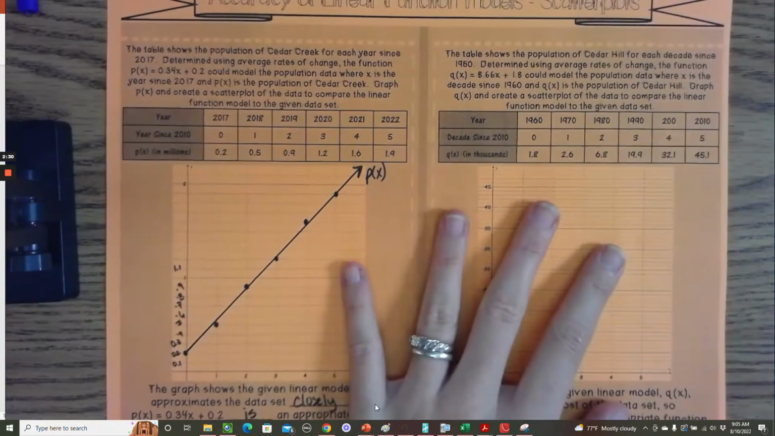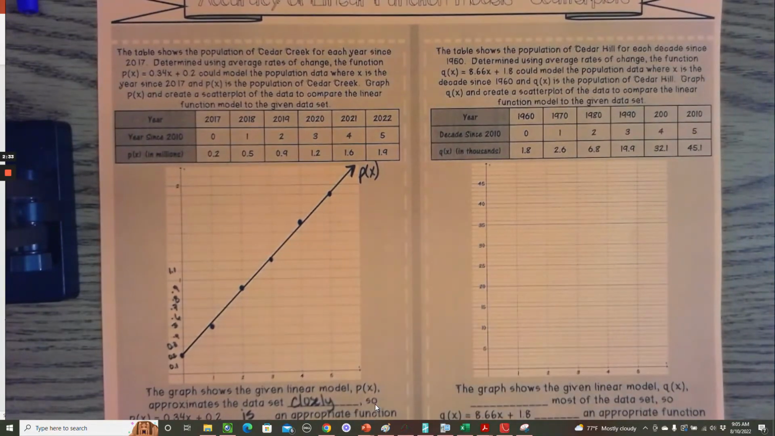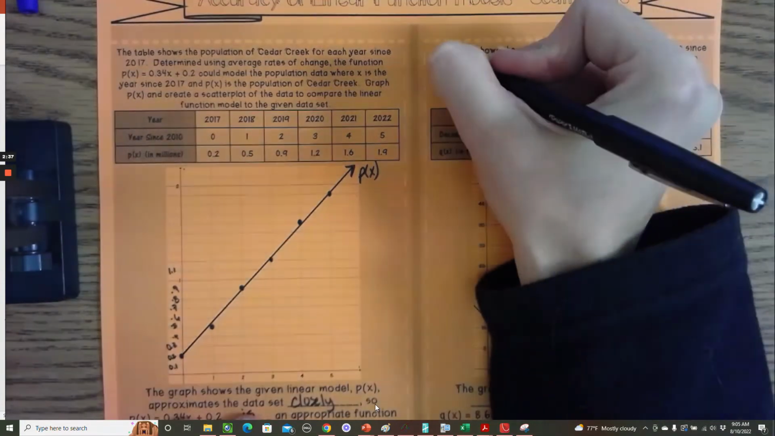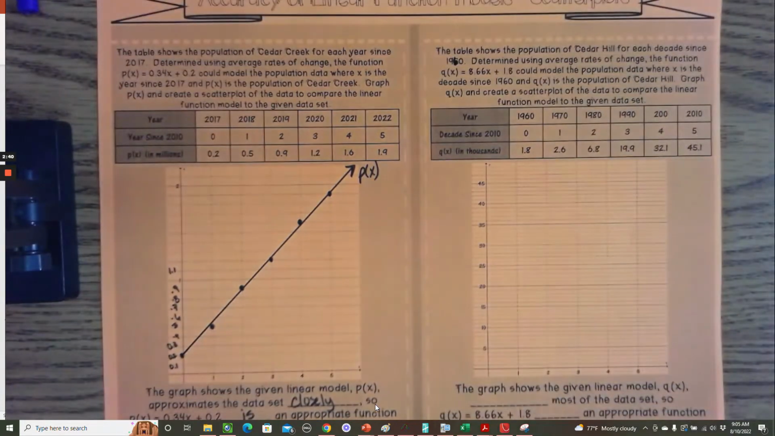So our next set of data shows the population of Cedar Hill for each decade since 1950. That should say 1960. I don't know why I have all these boo-boos. Determined using average rates of change, the function q of x equals 8.66x plus 1.8 could model the population data, where x is the decade since 1960 and q of x is the population of Cedar Hill. Graph q of x and create a scatter plot of the given data to compare the linear function model to the given data set.